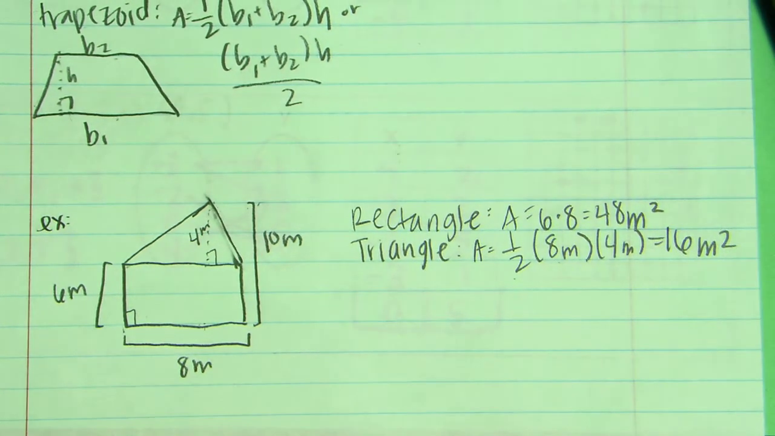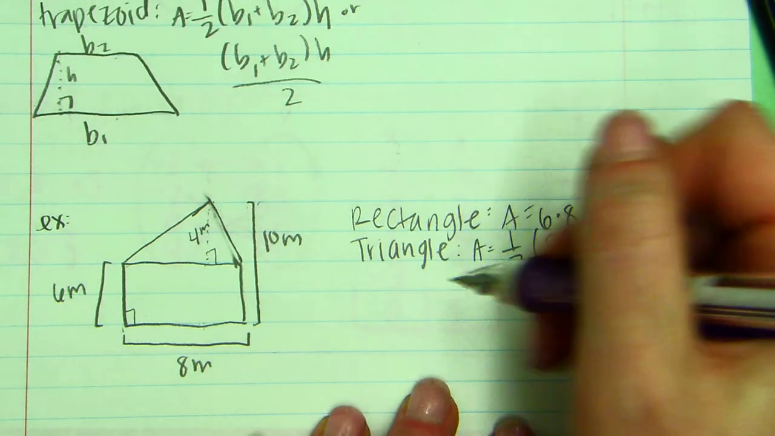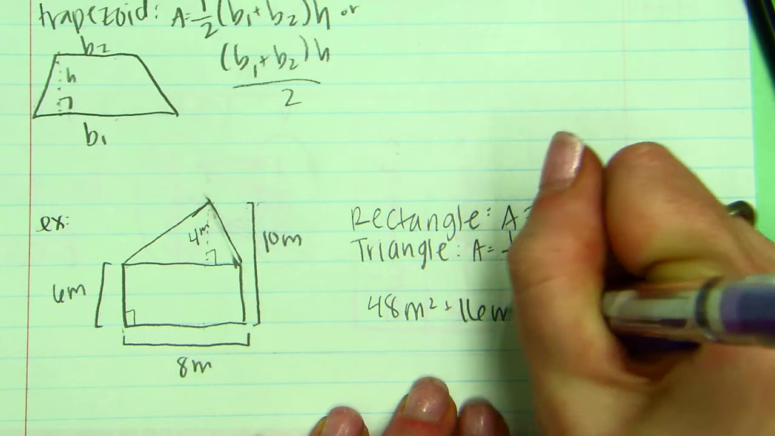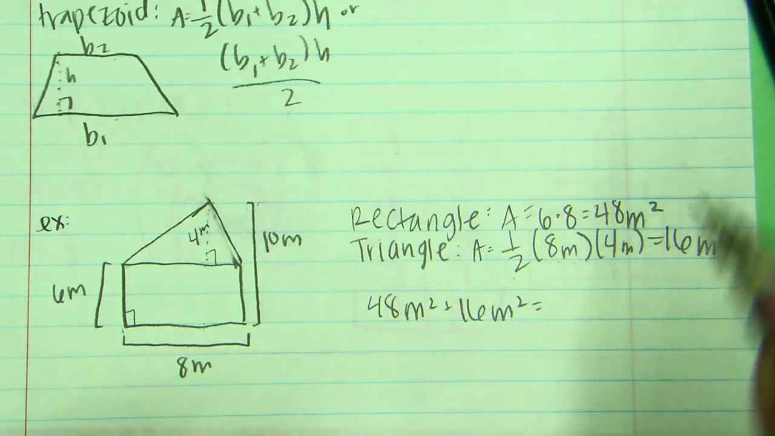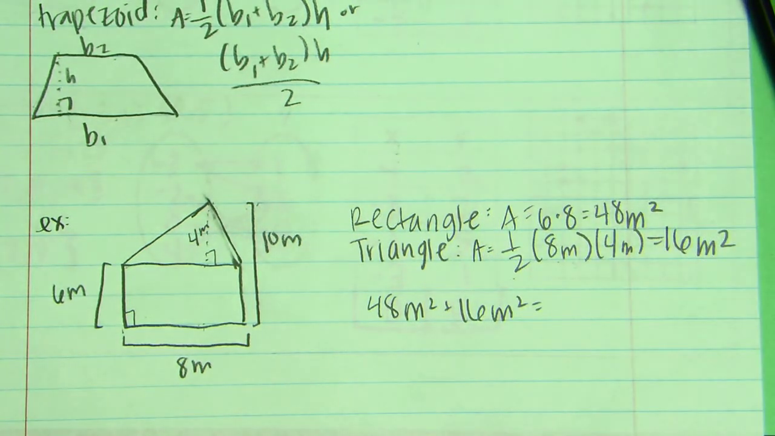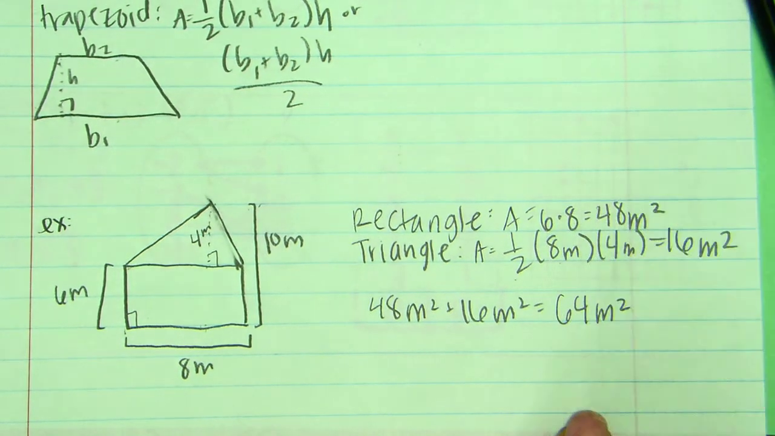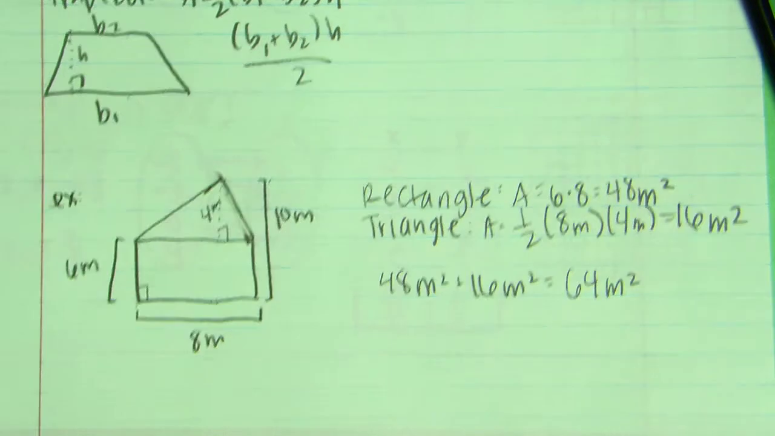So now if I want to find the area of the whole figure, I would add these two areas together. So I would have 48 square meters plus 16 square meters is 64 square meters. So the area of the whole figure is 64 square meters. We're going to do one more example.